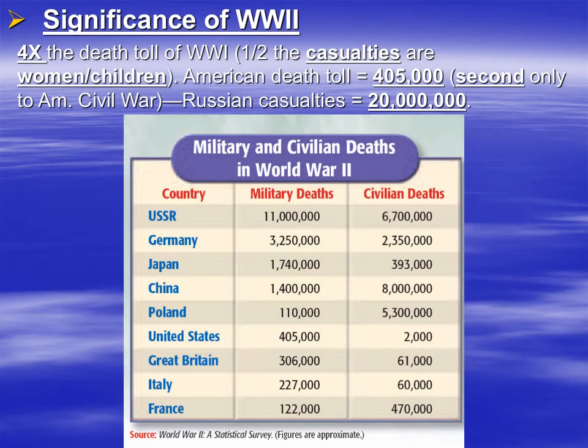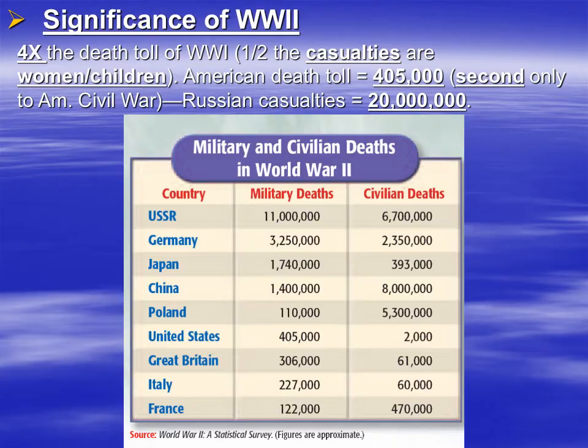Some significance of World War II, and we're almost finished here. World War II has 4 times the death toll of World War I, and you can see the different casualties. Just take a look at the Soviet Union alone. Nearly 20 million people die in the Soviet Union. The United States has 405,000 soldiers that are going to be killed, and 2,000 civilian deaths. Of course, we have the small civilian deaths compared to the other nations because the war was not fought in the United States.